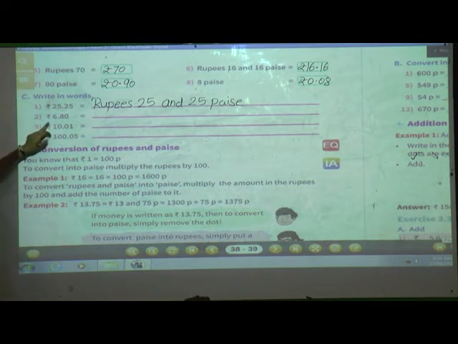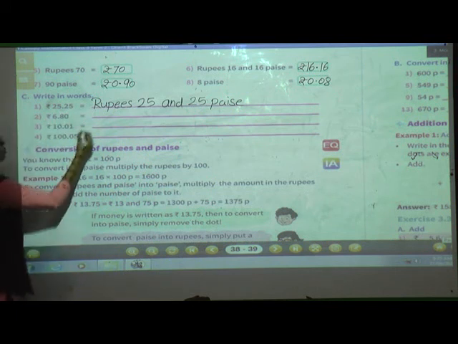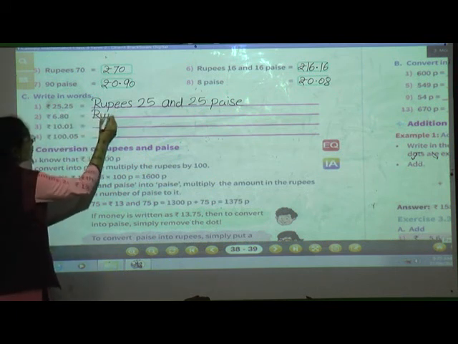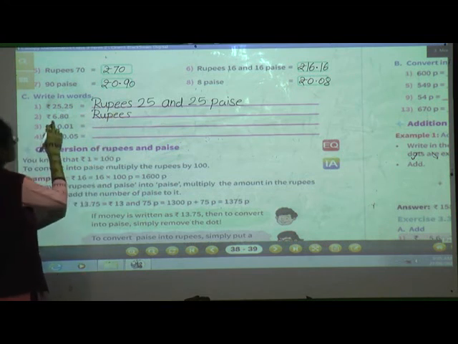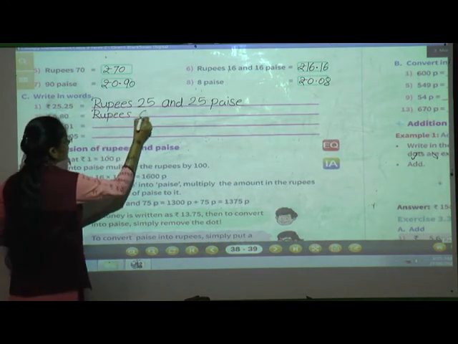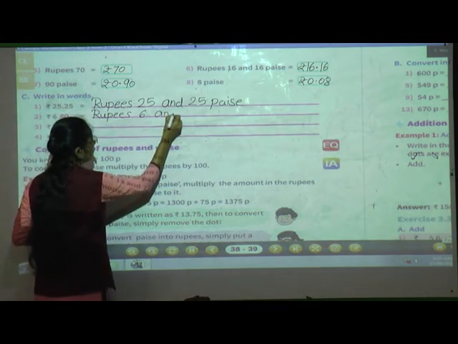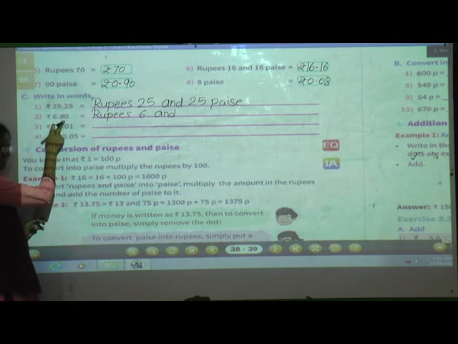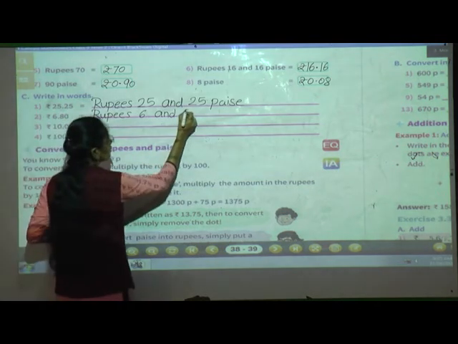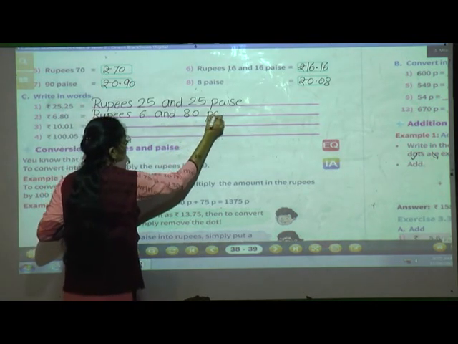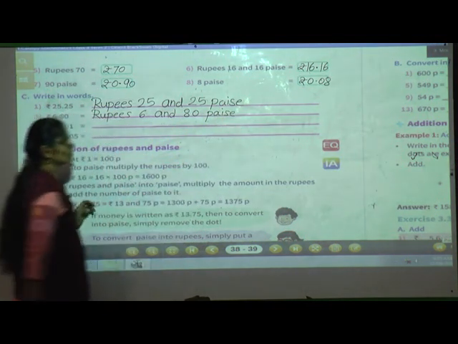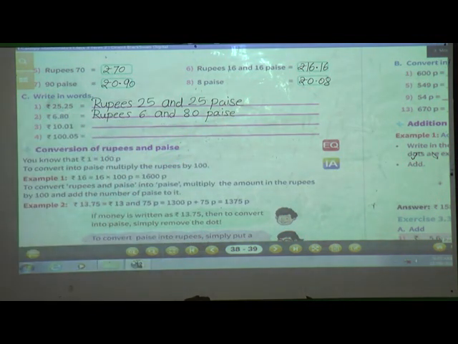Next, read this. Rupees 6.80. So first we'll write rupees. How many rupees are there? Rupees 6. So write rupees 6. Then the point is there. So what we will write? And. And how many paise are there? 80. So here and 80 paise. Okay. Next, third one.